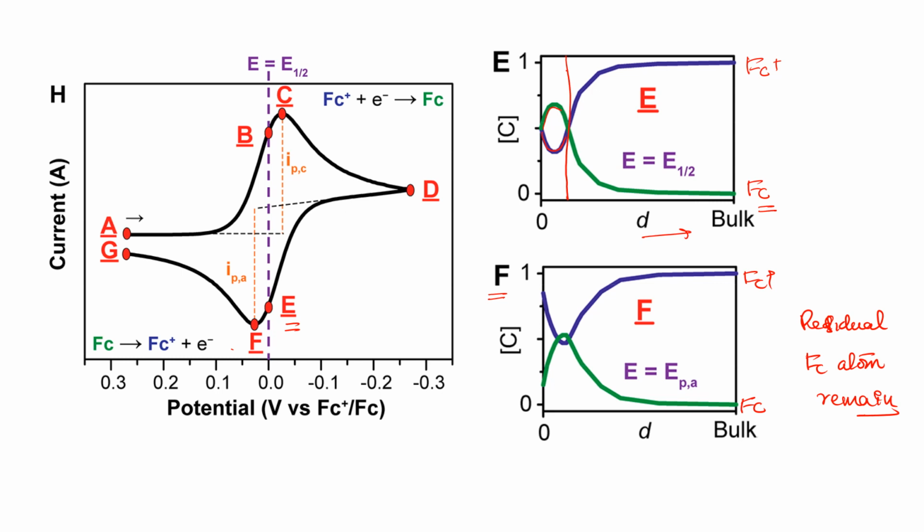So here we have the peak, and this is IPC, which represents the cathodic peak, and IPA represents the anodic peak.